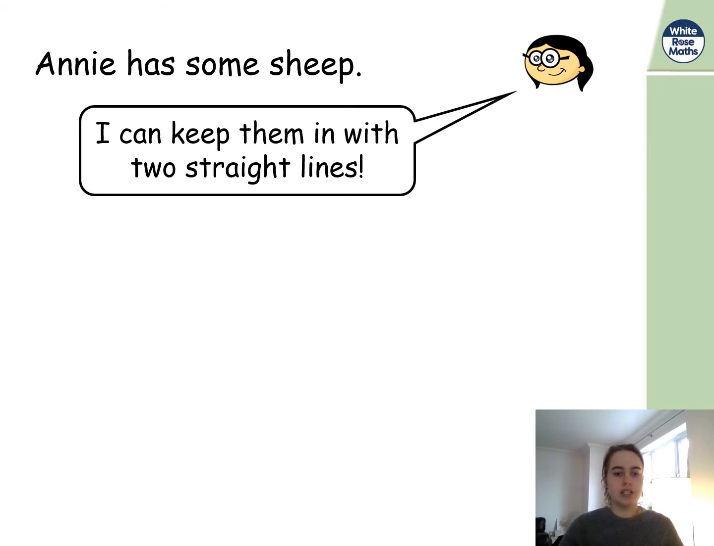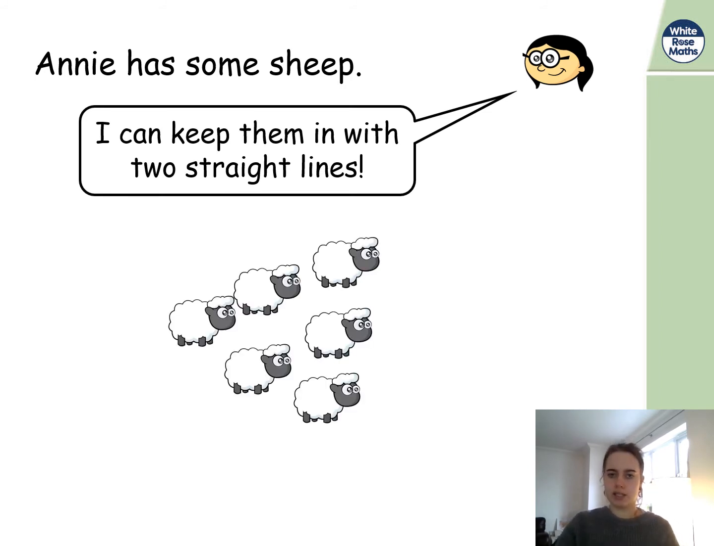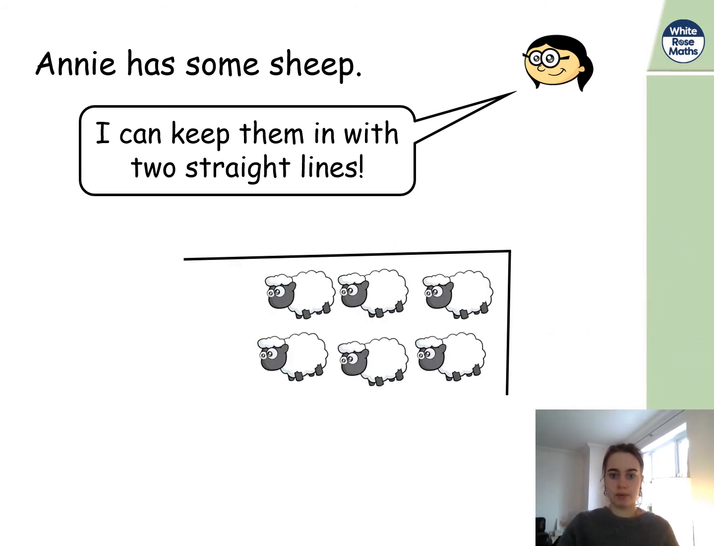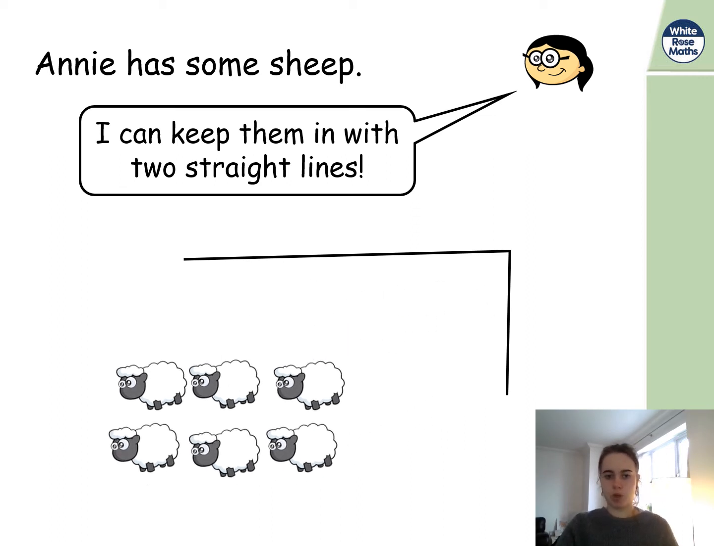So Annie has some sheep. Here we go. She says, I can keep them in with 2 straight lines. Here's the sheep. Here's 2 straight lines. Do you think she can keep those sheep in? No. Off the sheep go. Here's the sheep. Here's 2 straight lines. Is that going to keep the sheep in? No.